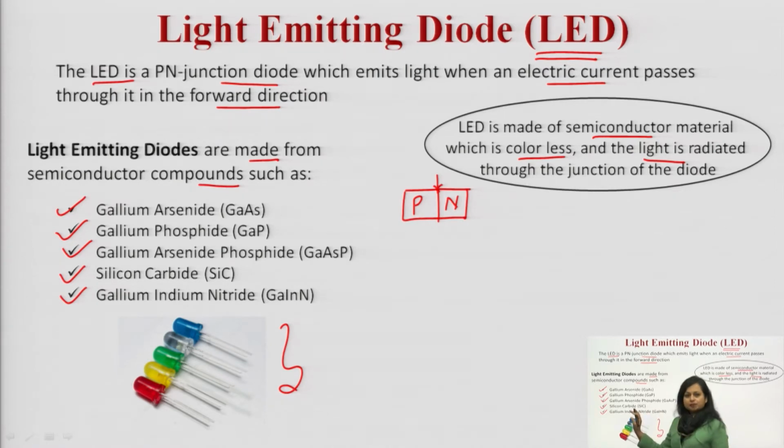So I hope till this particular point you will be able to recall the items which you have seen in your daily life. Now let us discuss the construction and working principle: how a PN junction diode behaves as a special purpose diode, which is a light emitting diode, and how it actually works.